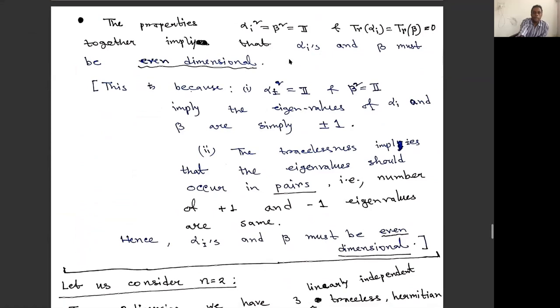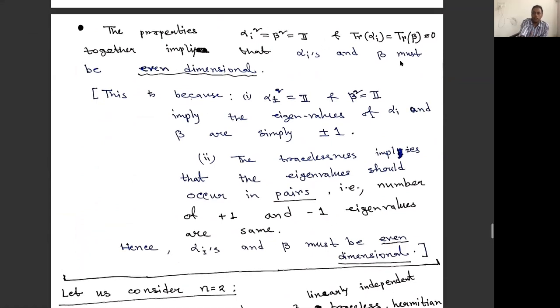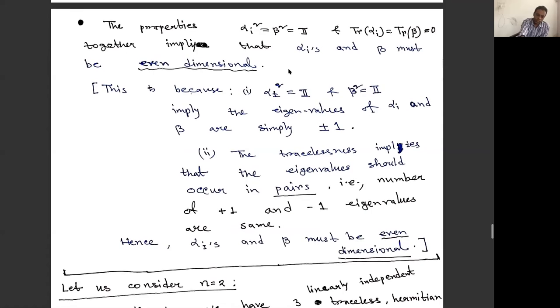Now these 2 conditions, that alpha_i squared is identity and beta squared is identity, and their trace is 0, are enough to guarantee that these matrices must be even dimensional, because alpha_i squared is identity means their eigenvalues are only plus minus 1. Any operator whose square is identity has eigenvalues that are simply plus minus 1.